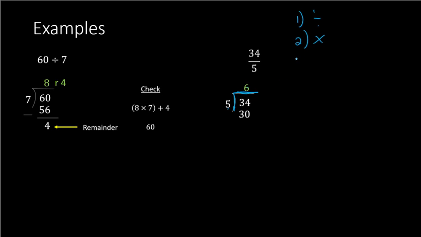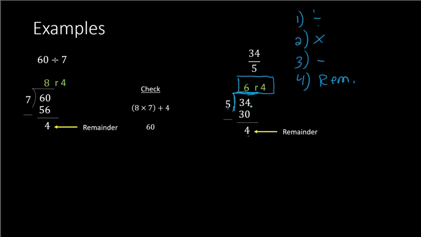So put the 30 right here, and then step 3 is we can subtract. We take 34 minus 30, and that gives you 4. So we get 4, and step 4 is we can write the remainder. So 4 is the remainder, so we can write this as 6 with a remainder of 4. And the letter R means remainder. So 6 remainder 4.